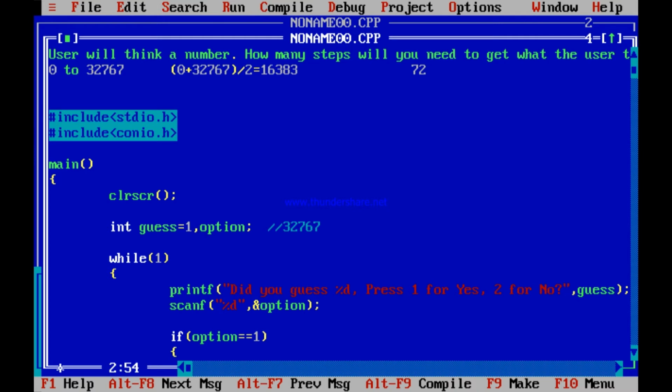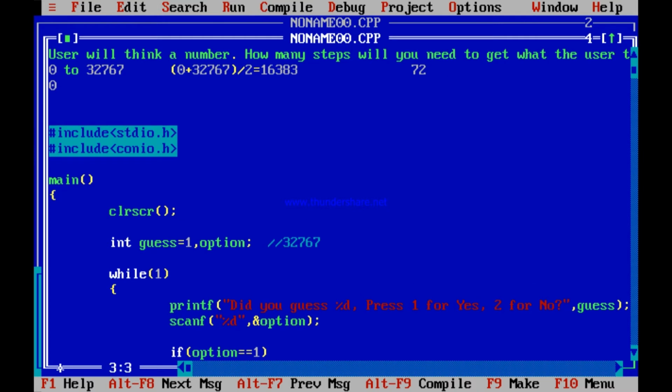You immediately understand that your limit now is 0 to 16,382. User has said no, the number is not 16,383. The number is lesser than that. So you immediately understand the number can be 16,382 and not more than that. The number can be anything less than 16,382 and anything more than 0. So this is your limit now. Now what you do is you set midway: 0 plus 16,382 divided by 2. Again I try to reach the midway, and that number is 8191.